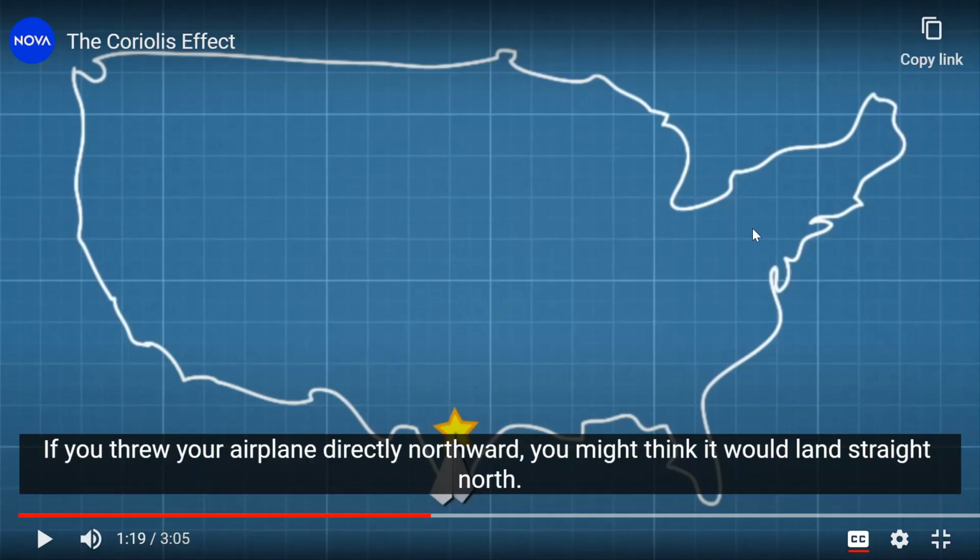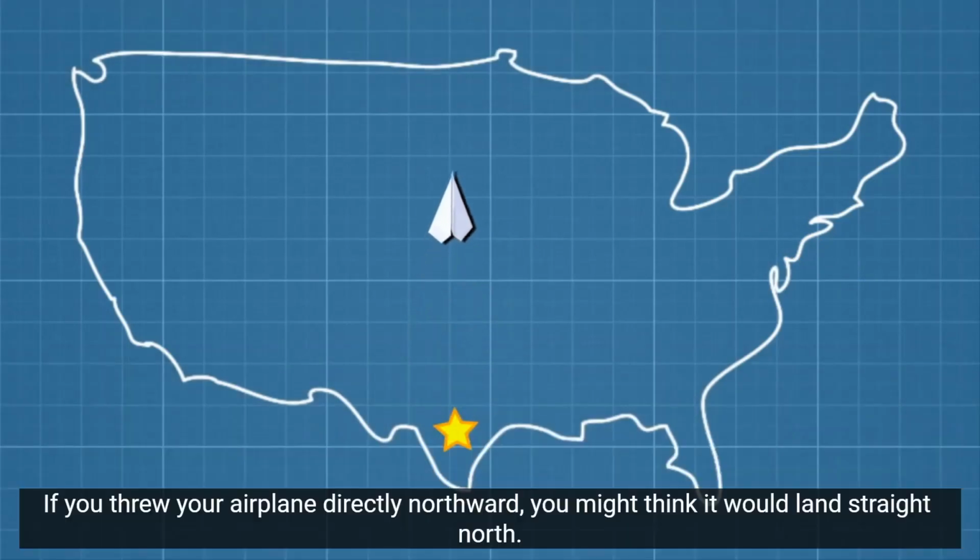And now it is trying to explain, let's go with an example of something that starts in Texas, like an airplane that you want to fly directly in the north direction. Okay, and then it explains why it would not exactly land north of Texas, like in Oklahoma or Kansas. It would land elsewhere. So here it is trying to explain why they start spinning and why they spin the way they do. In the northern hemisphere, why do they spin counterclockwise? So let's follow. If you threw your airplane directly northward, you might think you landed.